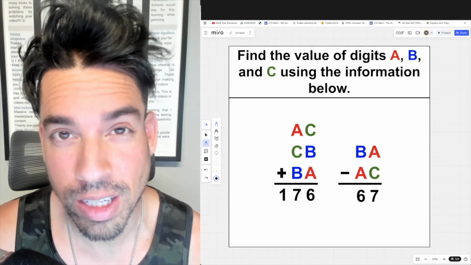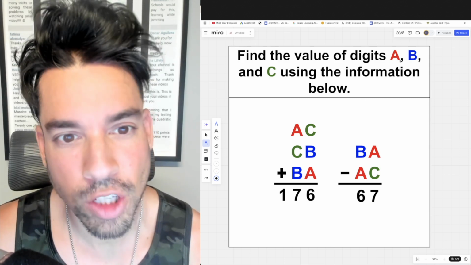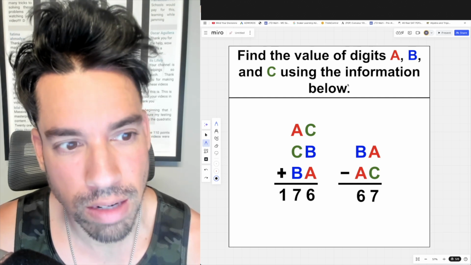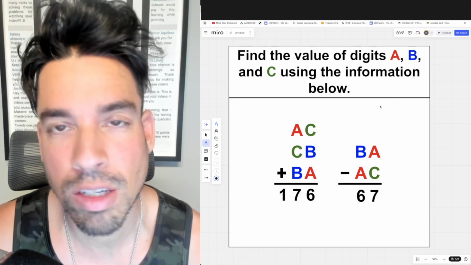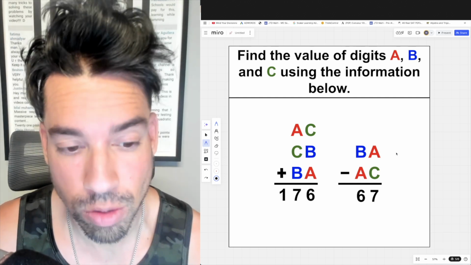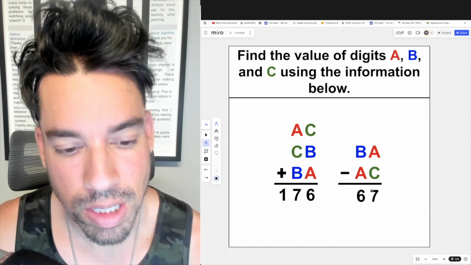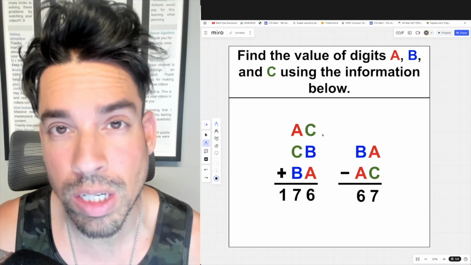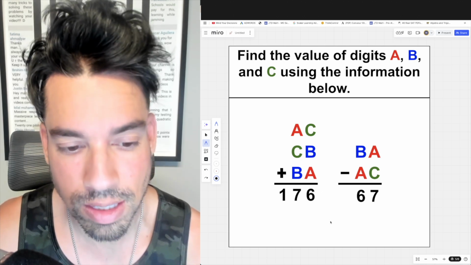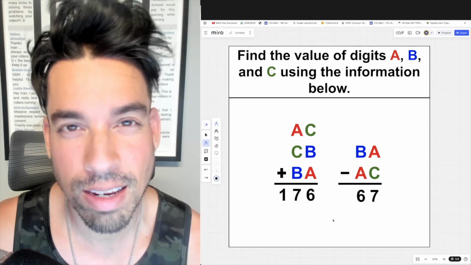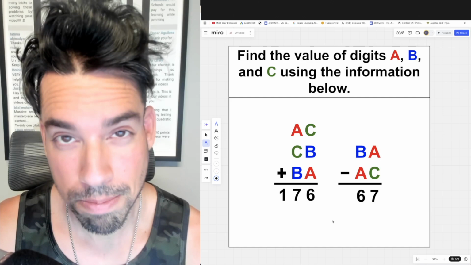In this one, the question is as follows. Find the value of digits A, B, and C using the information below. And again, A, B, and C are all going to be unique digits, right? So we see that the two-digit number BA minus AC has to be 67, and the sum of these three two-digit numbers has to be 176. Hit that pause button and see if you can figure it out. When you're ready, hit play, and I'll give you the explanation.